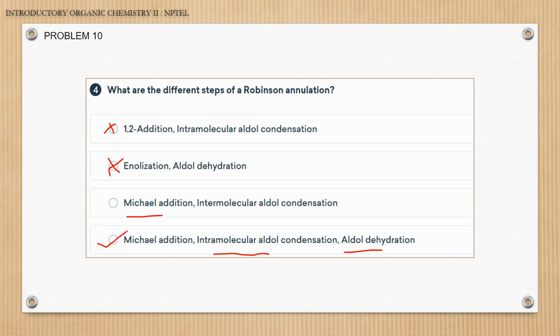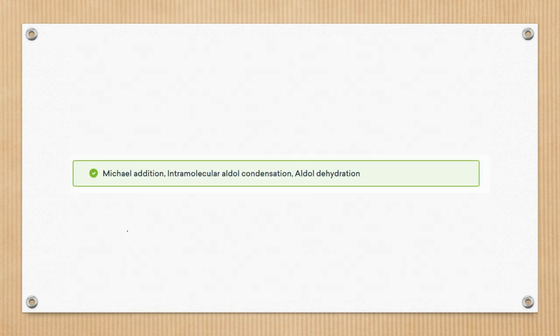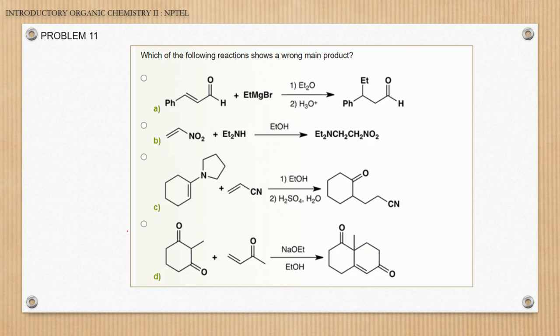So is it clear, guys? This question. So if it is clear, I am moving forward. Problem number 11. So now again you have to find out the wrong main product. So one by one we will go through it. So in part A, alpha beta unsaturated aldehyde, Grignard reagent in diethyl ether, and the second step is hydrolysis. Can anyone tell me, is it the correct product?